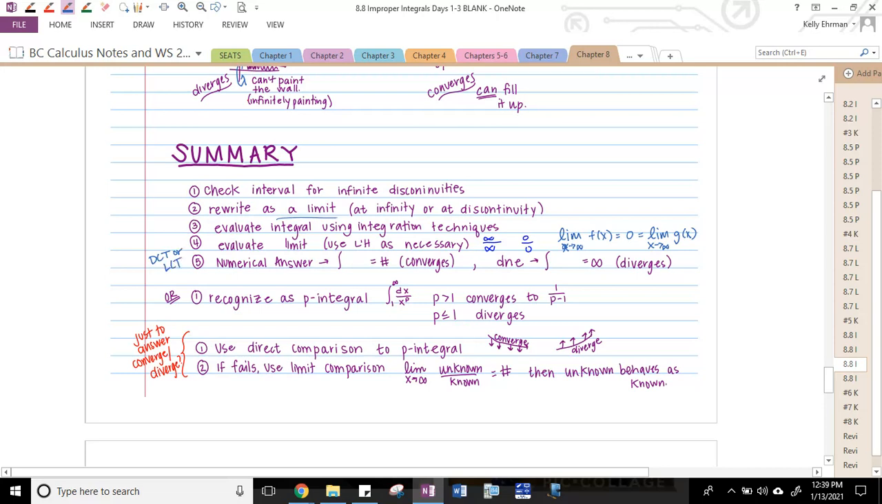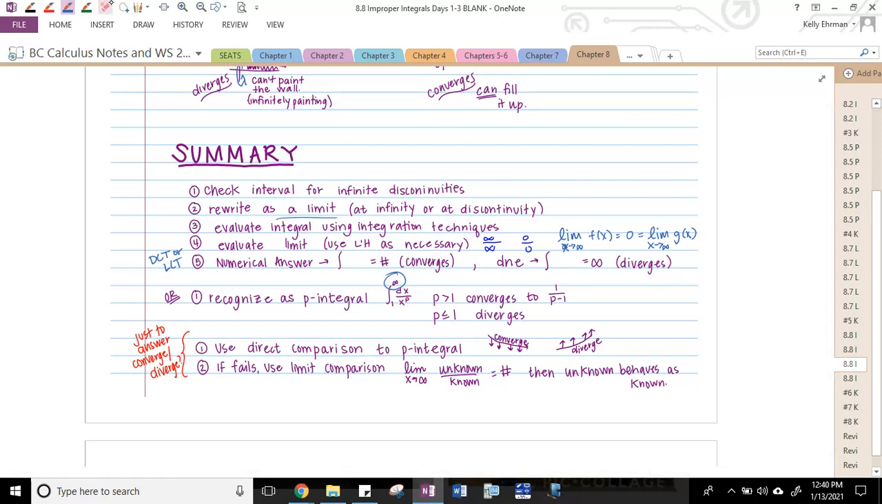and when you're doing some of these infinite integrals, if your integral comes out to a number, then your integral converges. You get a finite answer. If not, if you get infinity or something that does not exist, then your integral diverges. Be on the lookout for p integrals. Remember, the upper limit has to be infinity for it to be a p integral.